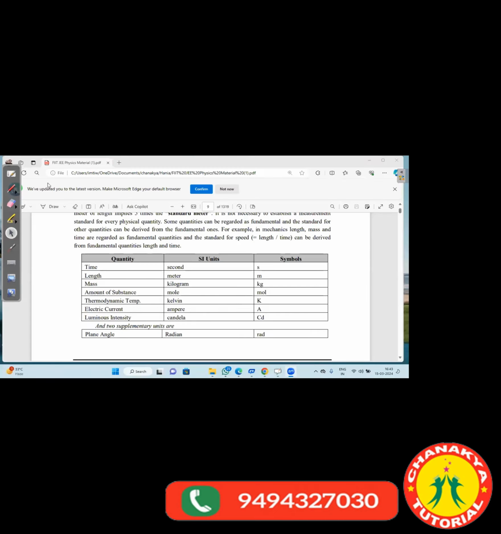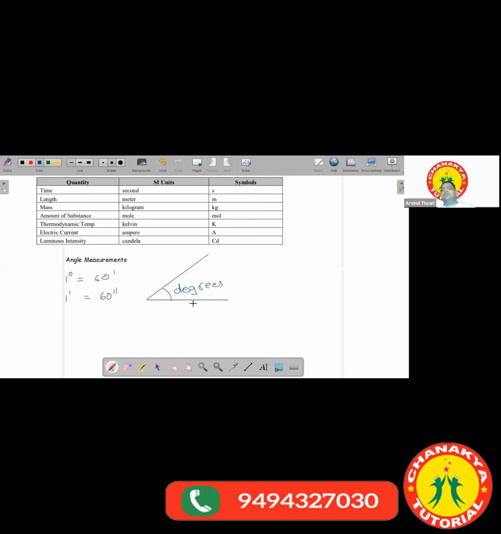Okay, so we were discussing the measurement of angle. 1 degree is equivalent to 60 minutes. That means 1 degree can be divided further into 60 parts, and each part we call 1 minute. And each minute would be equivalent to 60 seconds. So this measurement we call the sextant measurement.